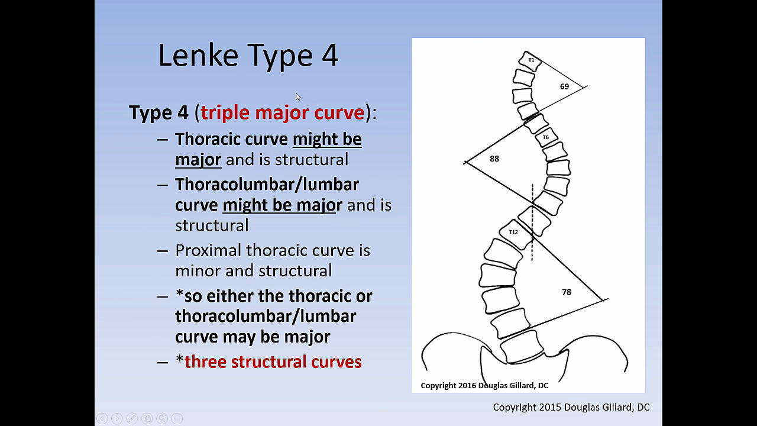Here's a Lenke 4 curve. Now this is interesting. All three regions of the spine have a structural scoliosis. Period, end of sentence. Now in this one, it doesn't matter if the main thoracic is the major. In this case it is, but the thoracolumbar lumbar could be the major. I could reverse these numbers and it would still be a Lenke type 4. Doesn't matter as long as one of these is the major curve. So you've got to have three structural curves. The main thoracic or the thoracolumbar lumbar has to be major. Then you have yourself a Lenke type 4 curve.